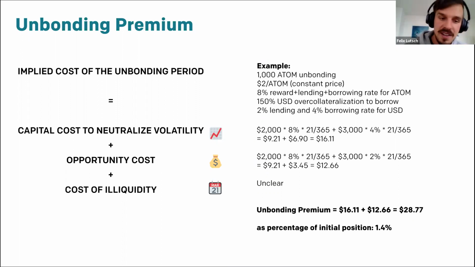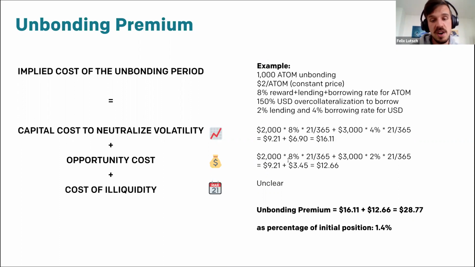So if you do that, you can calculate the capital cost first, which is basically, I have my atom position, $2,000 in this case. I need to borrow the same amount of atom at this 8% rate for the time of the unbonding period. And I'm also borrowing the collateral that I need to borrow the atom for shorting. And to do this, for our 2,000 position, is $16.11.